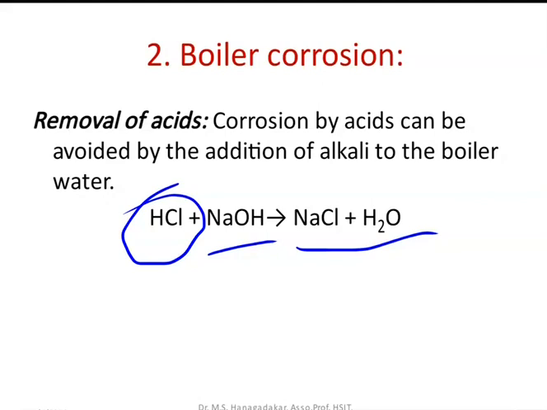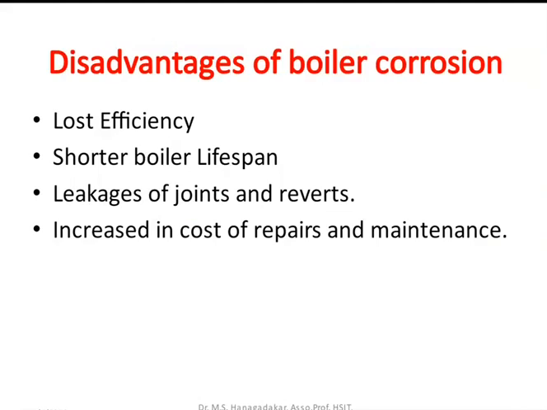Now moving to the next part, the disadvantages of boiler corrosion. Because of boiler corrosion, we lose the efficiency of the boiler. The second one is a shorter boiler lifespan, then leakages in joints and rivets, and increased cost of repairs and maintenance. So these are some important disadvantages of boiler corrosion.